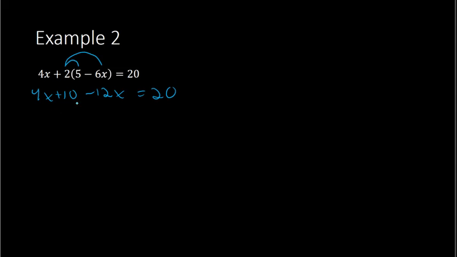So from here, I can simplify further by combining like terms. We have 4x minus 12x. 4 minus 12 is negative 8. So I have negative 8x plus 10 equals 20. Alright, now from here I can solve.